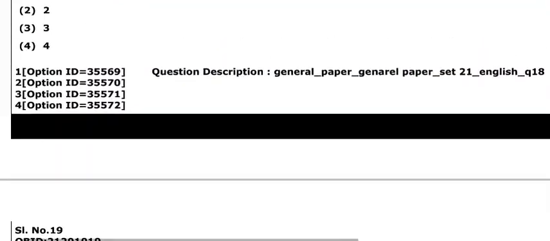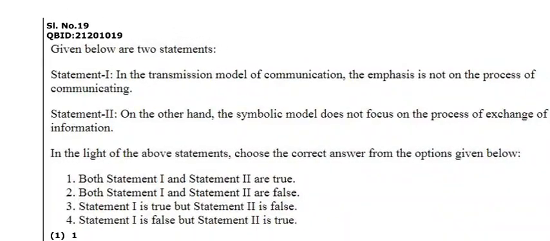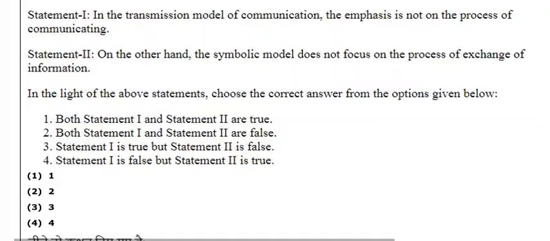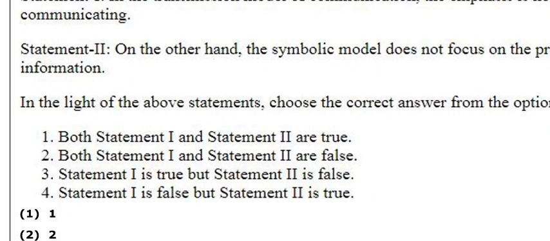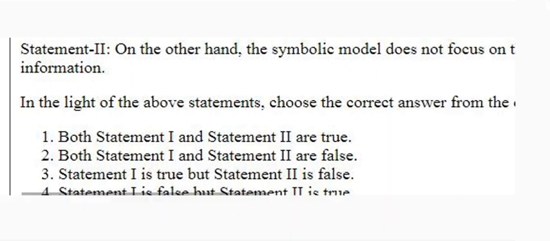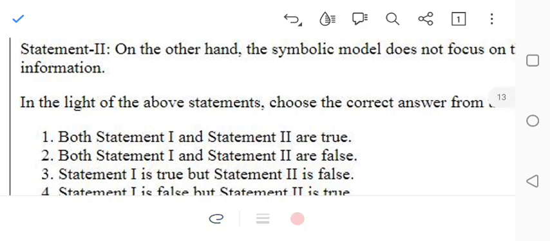Next, number 19 says, given below are two statements. One says, in the transmission model of communication, the emphasis is not on the process of communicating. 2 says, on the other hand, the symbolic model does not focus on the process of exchange of information. Now choose the options. So correct option will be 1 and 2, both are false.